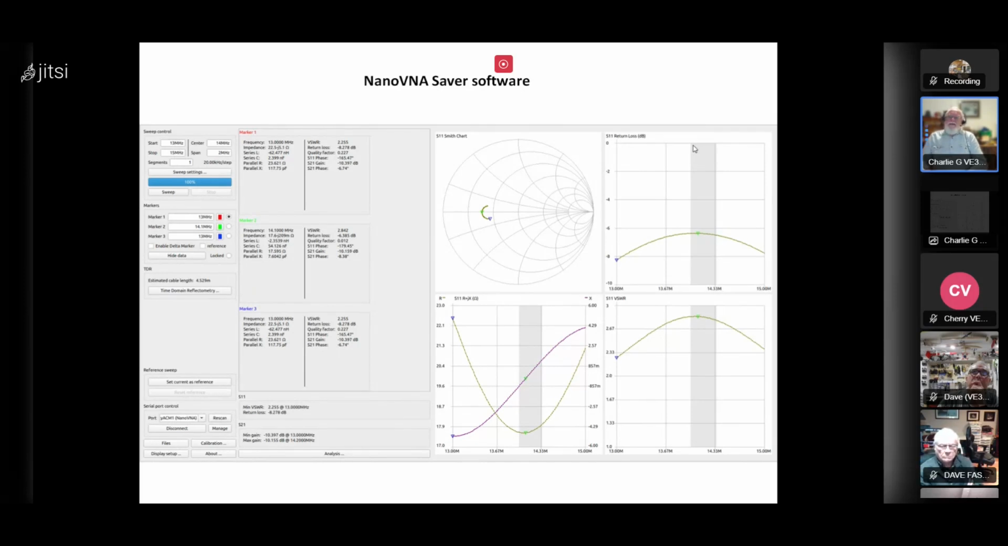This, by the way, is the results of an end-fed half-wave antenna, and I'll talk about it a bit more as we get a little deeper in the presentation here.